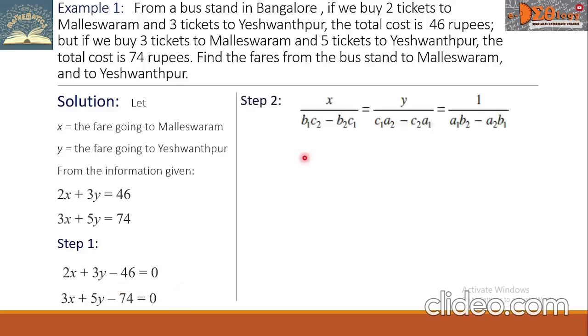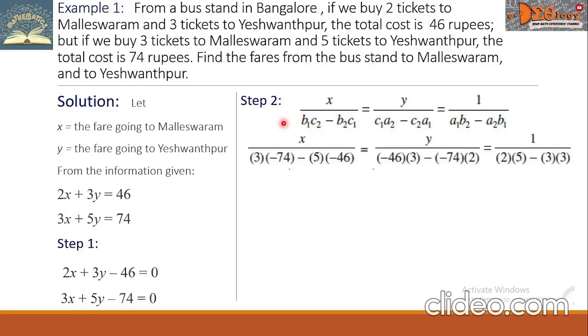For step 2, we will now use our formula. Then we will substitute the corresponding values. So we have x all over 3 times negative 74 minus 5 times negative 46 equals, for the y fraction, y in the numerator over negative 46 times 3 minus negative 74 times 2 equals 1 over 2 times 5 minus 3 times 3.